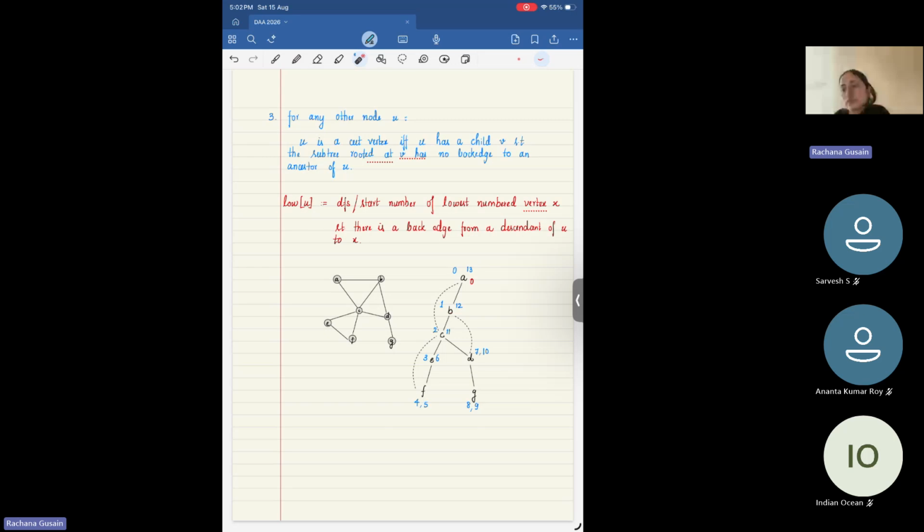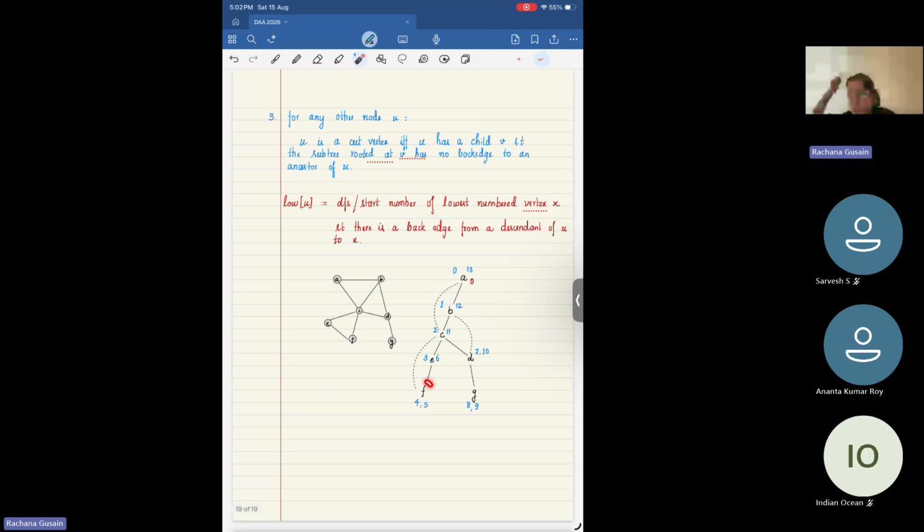See, it's very simple here. Low of a vertex is basically, if it's an internal node, you will take some 0 or more tree edges when you go to a descendant of that vertex, and then via a back edge, you will reach some ancestor. Whatever is the DFS number of that node is the low of the internal node we started with.